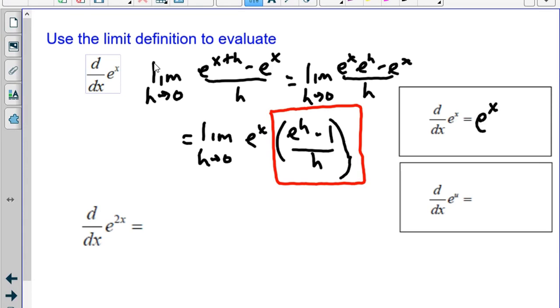One way that e to the x can be defined is as the function that has its own derivative being the function itself. So that's one way that we can define it.